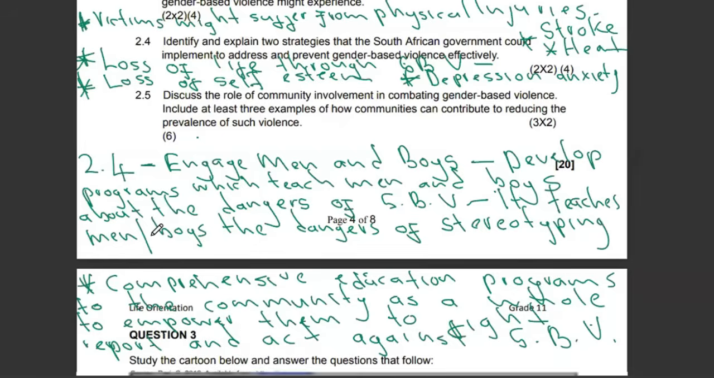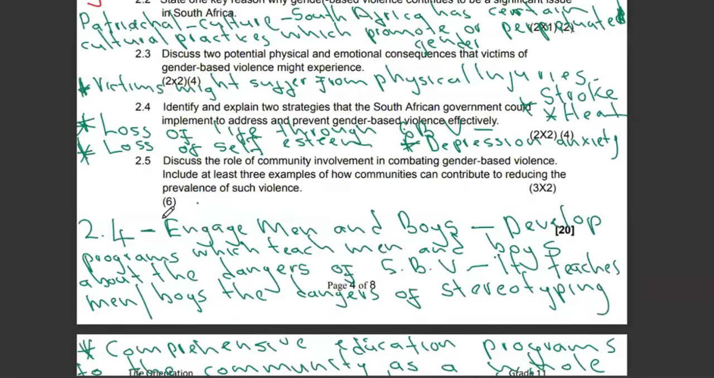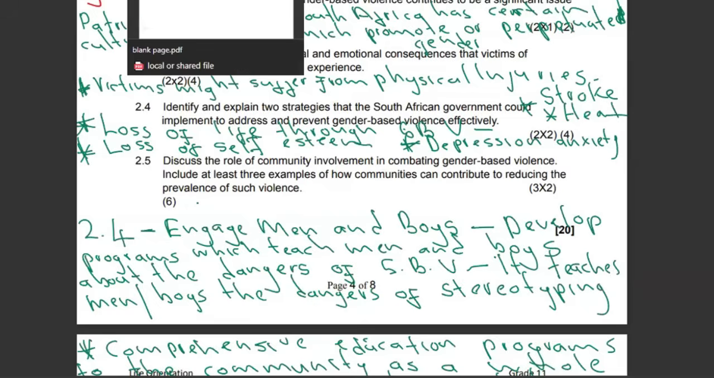That is question 2.4. Now moving on to 2.5. Discuss the role of community involvement in combating gender-based violence. Include at least 3 examples on how communities can contribute to reducing the prevalence. So with this one, it's a much longer question, which I'll take to the board: role of community involvement in combating gender-based violence.